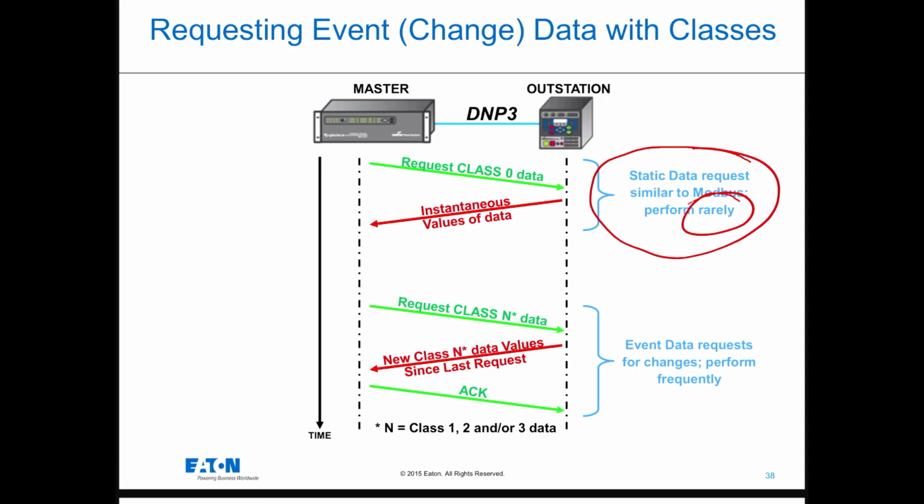But this would happen rarely during our polling sequence. Of course, our events are what really matter, so we would poll for event data frequently, right? Every time we poll that device, we'd be looking to see if there were any events or important changes of state. But maybe 4 times a day, we would synchronize or update our real-time database by doing a class 0 data poll.